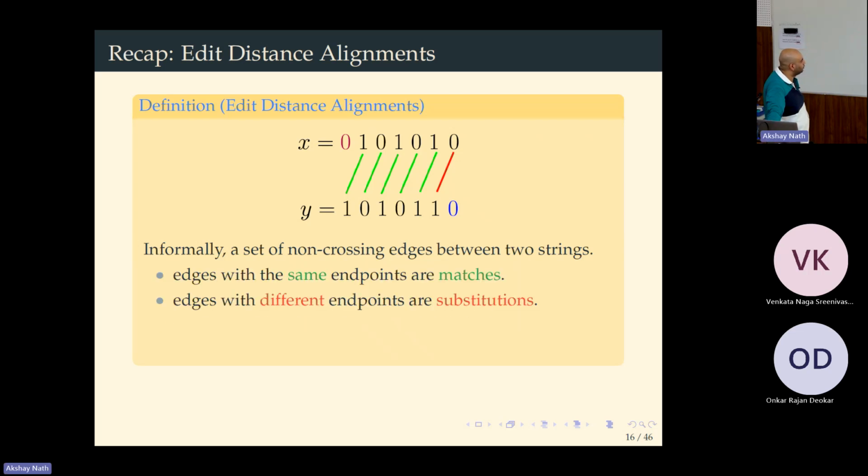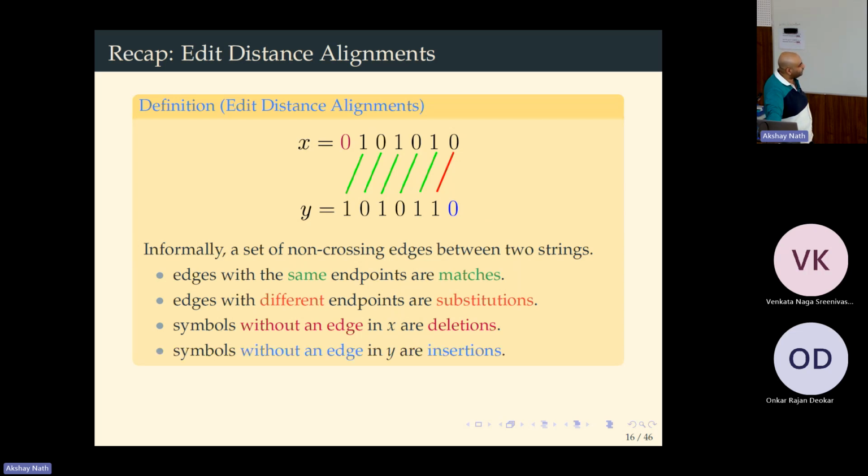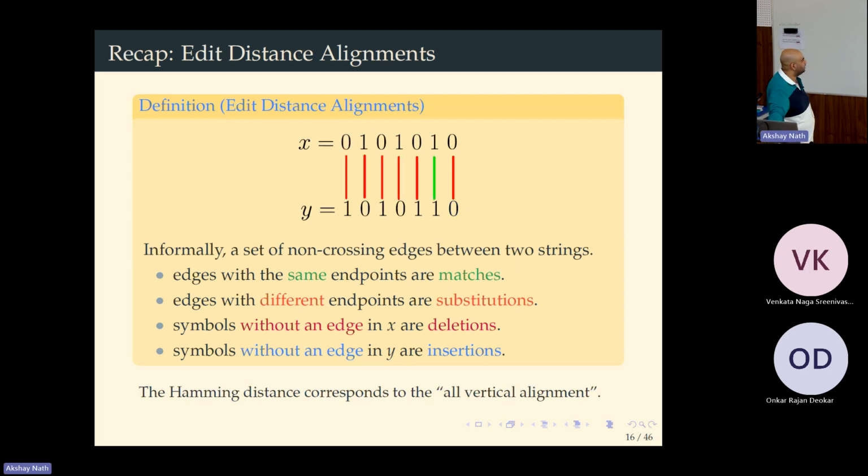So we can have this notion. Edges with different endpoints are substitutions, same endpoints are matches. Symbols without an edge are deletions in X and insertions in Y. And notice that the Hamming distance corresponds to the alignment being just vertical. You just have red, everything has an edge, and it's either red or green.